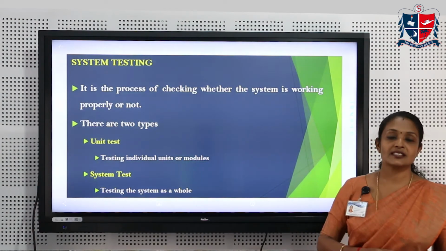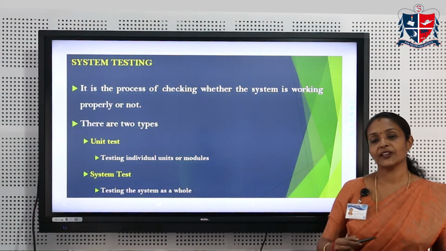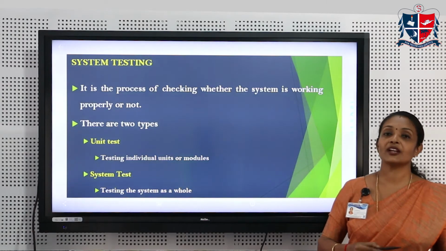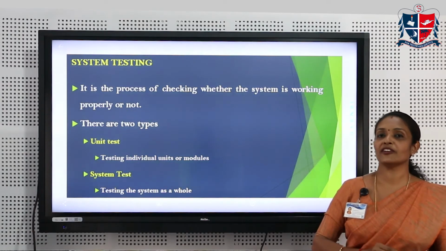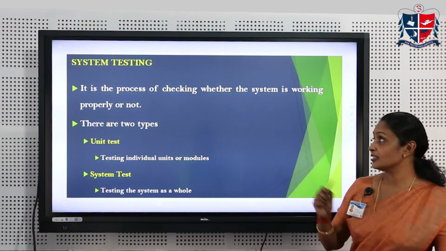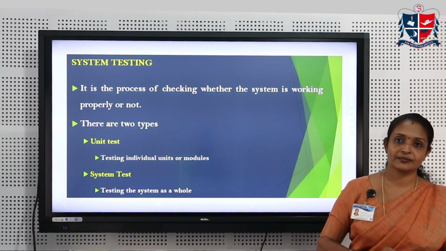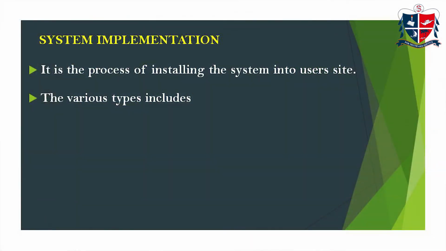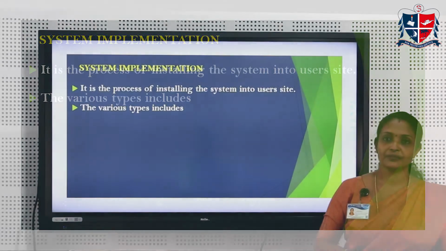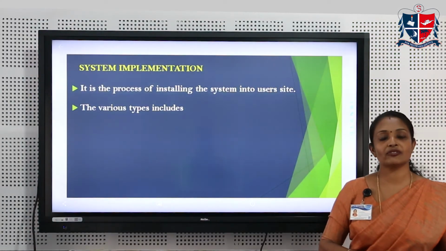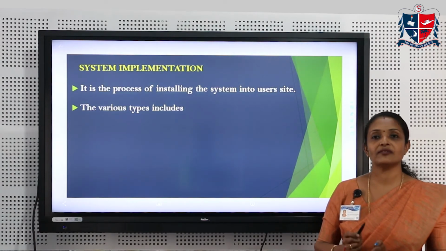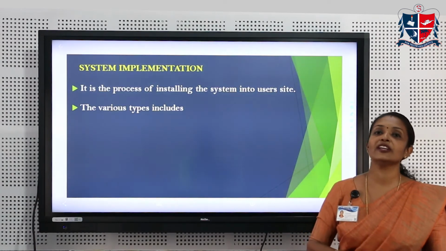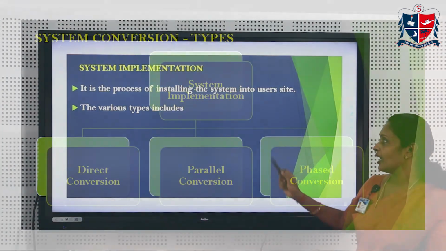During the system testing phase, we are actually providing original data to the system and also dummy data to the system. If in both cases the system is working properly, then we can say that the software is ready for installation. And after that, we are moving on to the next phase, that is known as system implementation, or it is also known as software implementation. That means the software which we have developed is installed into the user's site.